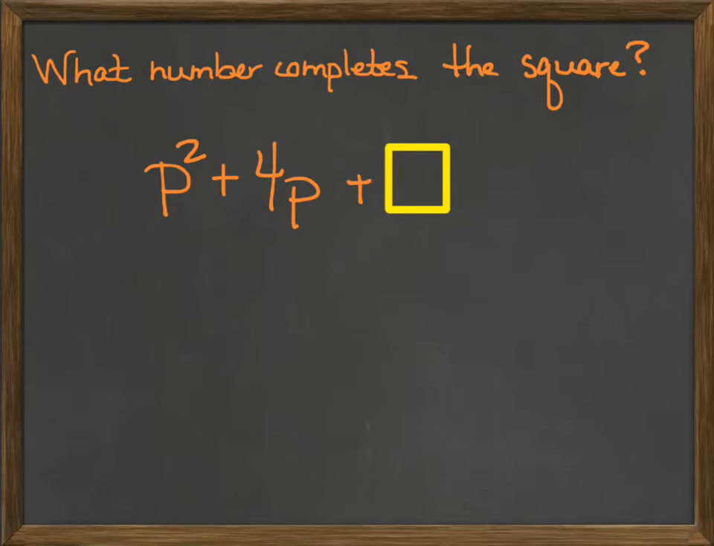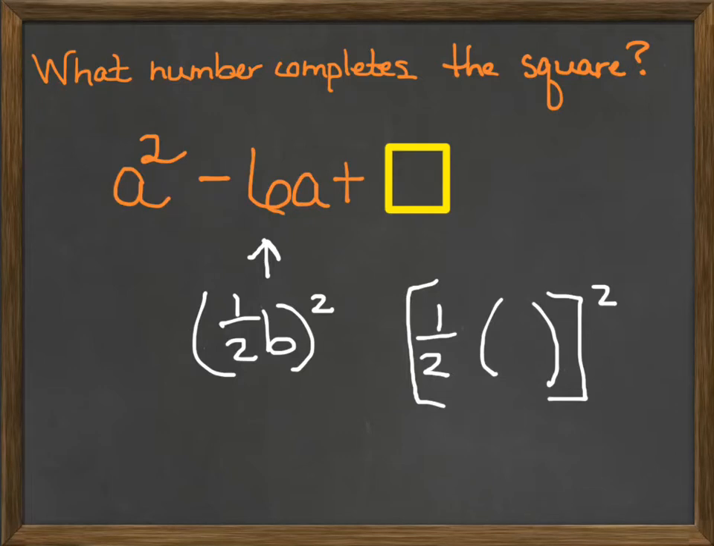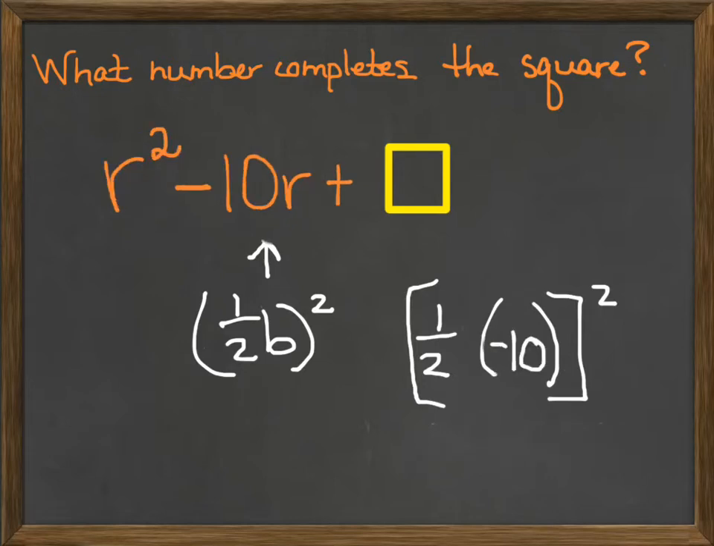The number that completes the square: the formula is take half of b and square it. So the answer is 4. Same thing. Split it in half and square it. The answer is 9. The number in the box is always positive because whenever you square anything, you get a positive. 25.